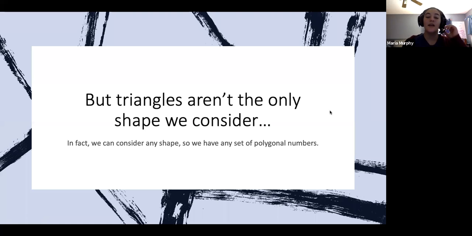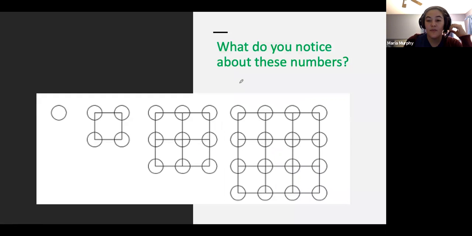All right. But keep in mind that triangles aren't the only shape we consider in mathematics, especially when it comes to patterns, right? So we can consider really any shape. And so we can have any set of polygonal numbers. Let's do an example. So what about here, right? What do you guys notice about these shapes right here? What's the pattern?